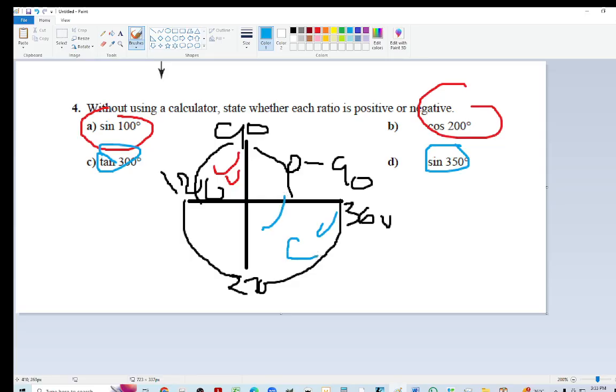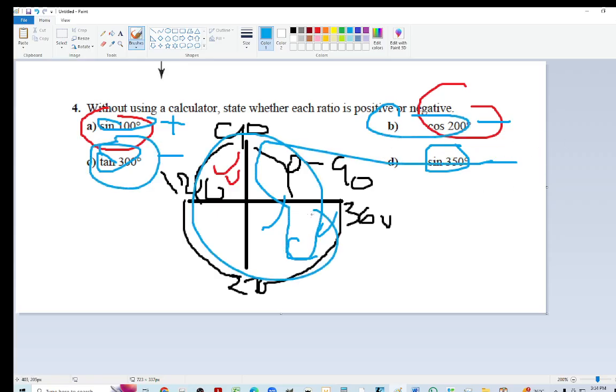Okay, now we just use the CAST. C-A-S-T. Only sine's going to be positive here. Only cosine's going to be positive here. So this falls in the red, so it's positive. This falls into the red, only sine is positive, so that's going to be negative. This falls into the blue, only cosine is positive, it's going to be negative. This falls into the blue, only cosine is going to be positive, so that's negative. Without using a calculator, which ratio is positive or negative? So it's positive, negative, negative, negative. It's all based on CAST.